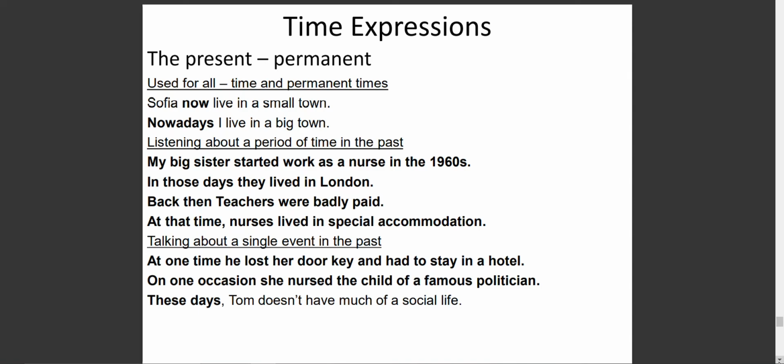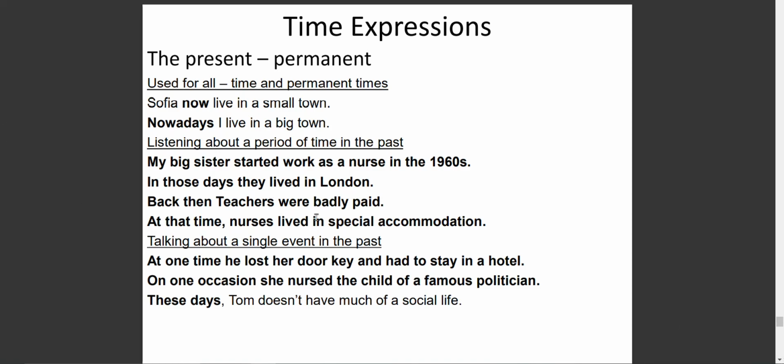Talking about a period of time in the past. My big sister started work as a nurse in the 1960s. In those days they lived in London. Back then teachers were badly paid. At that time nurses lived in special accommodation. Then, right? So the third case is talking about a single event.